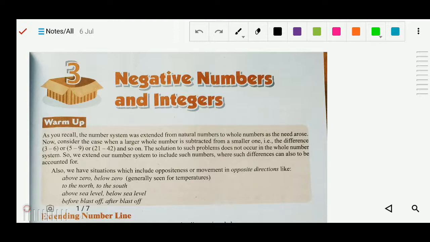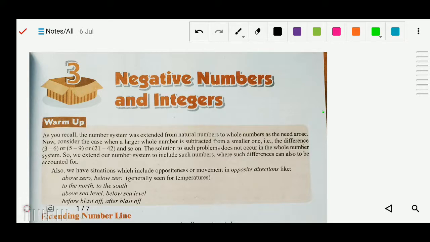Now, what is an integer? An integer is a set of positive numbers as well as negative numbers. There are two types: the right side of the zero is called positive integers, and the left side of the zero is negative integers.